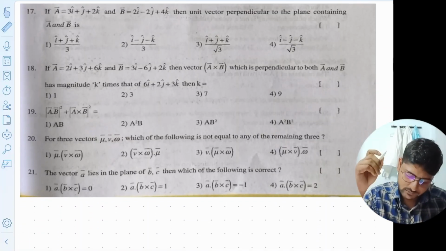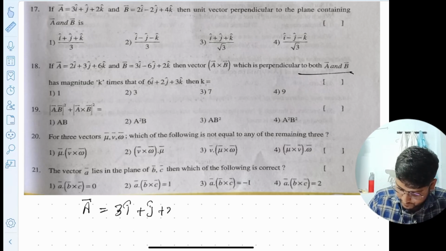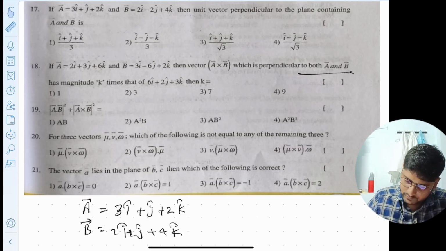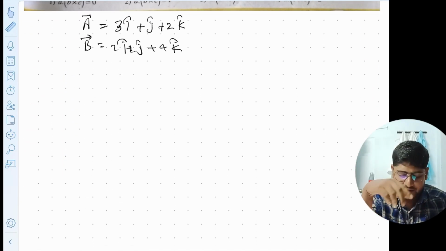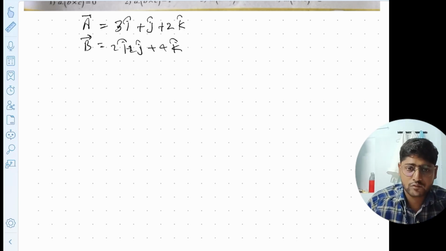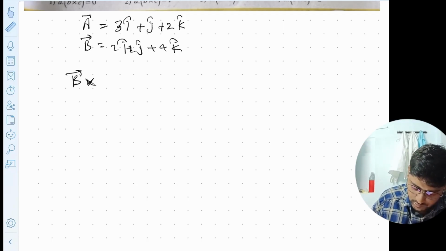Come to this question. Vector A equals 3 i cap plus j cap plus 2 k cap, and vector B equals 2 i cap minus 2 j cap plus 4 k cap. We have to find the vector perpendicular to the plane containing A and B. If we do A cross B it will be downward, and B cross A will be upward. So we have to do B cross A.